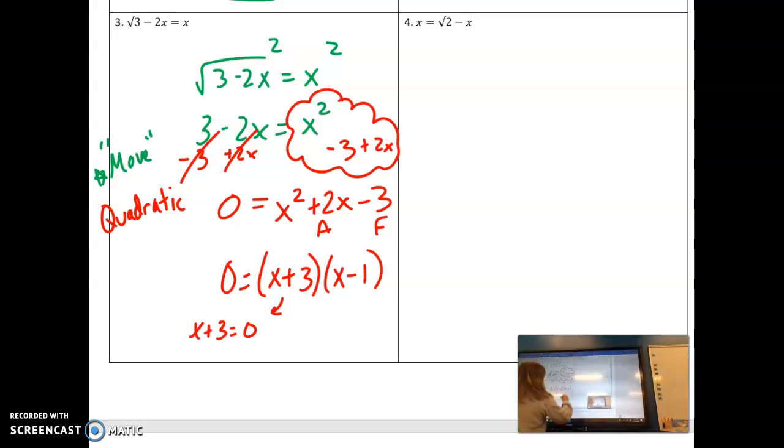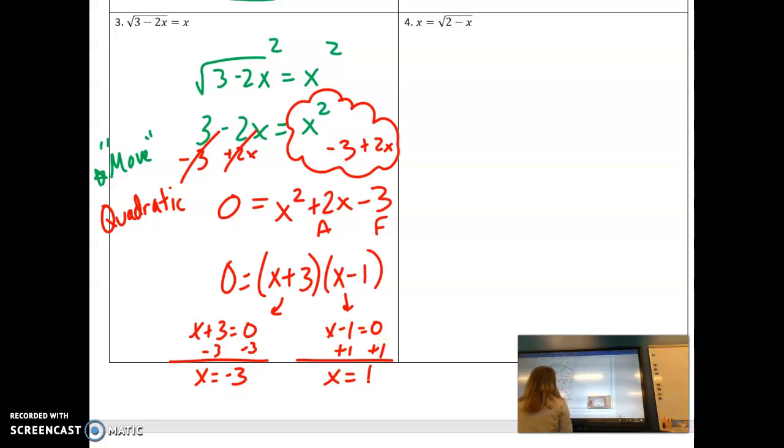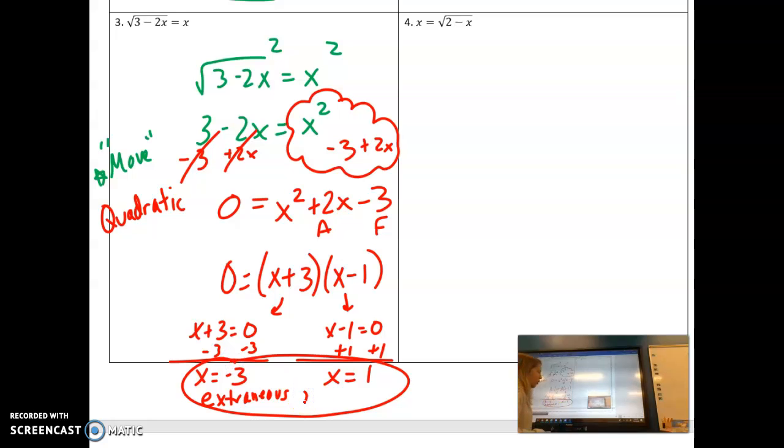Right? And so the reason why we have two answers is because this turned into a quadratic, which is to the second power. So subtract 3 to both sides. I get x equals negative 3. Add 1, and I get x equals 1. And so this will go into tomorrow's conversation, but I'll let you know today that this solution is what we call an extraneous solution. And so we have x equals negative 3, which is extraneous, and then our other solution is x equals 1. So let's go ahead and try the other one.